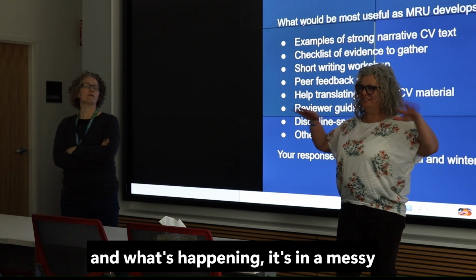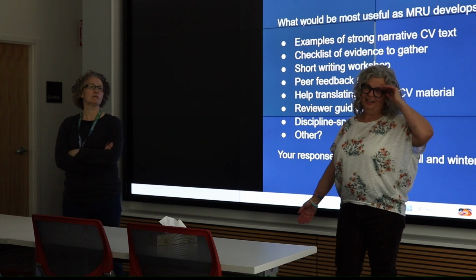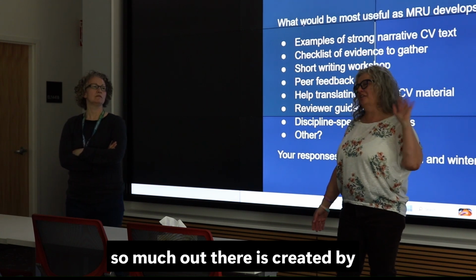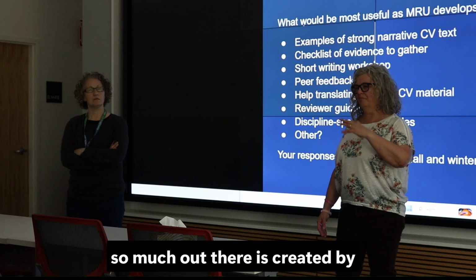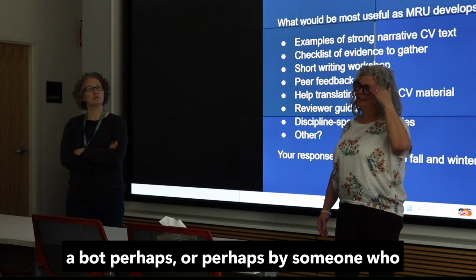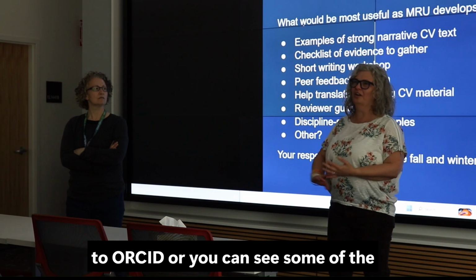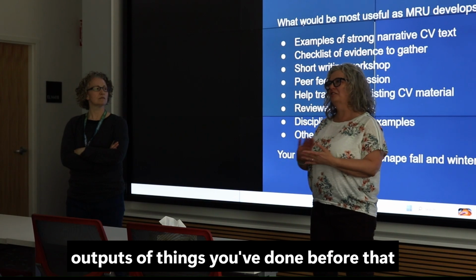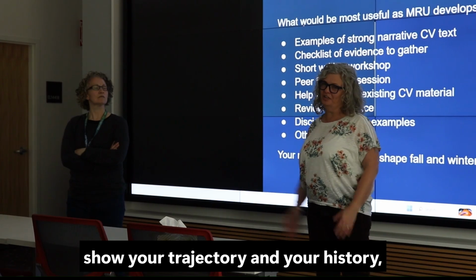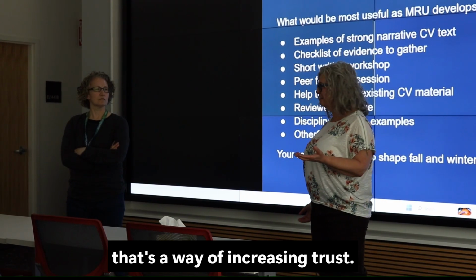It's in a messy sort of space, right? Where so much out there is created by a bot perhaps, or perhaps by someone who just doesn't have much of a background. So if you can see that part, you can go to ORCID, or you can see some of the outputs, the things you've done before that show your trajectory and your history. That's a way of increasing trust.